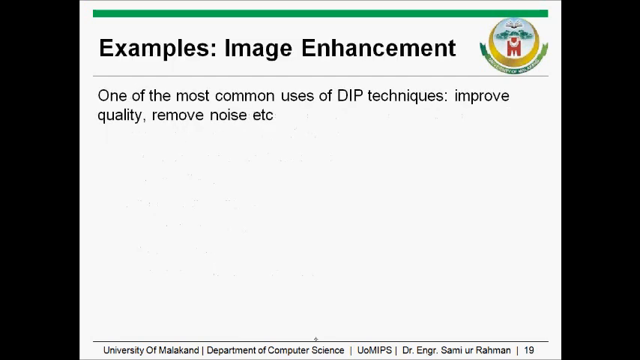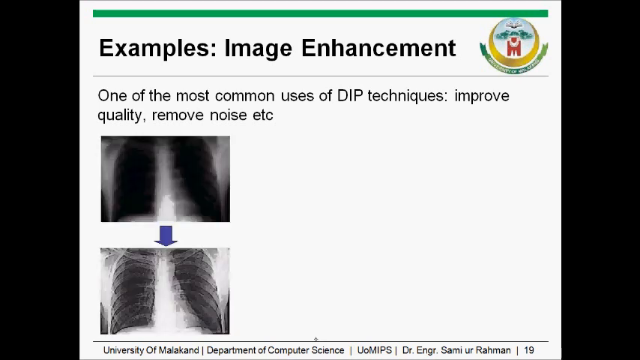Okay, so one of the most common uses of digital image processing was in the field of image enhancement or noise reduction. For example, this is one of the medical images. These are rib areas where the actual input image's quality is not very good, but after some application of an image processing algorithm, you get a good quality image.